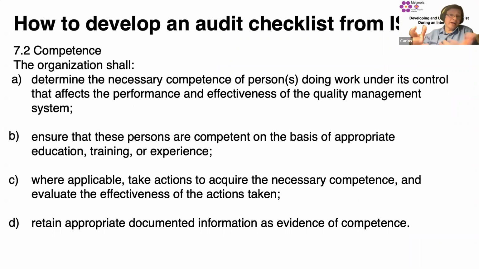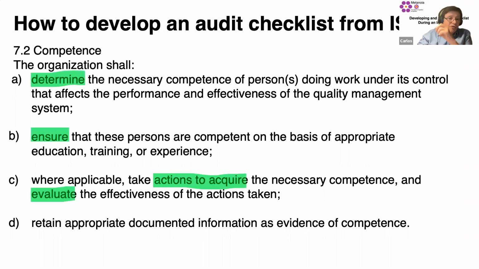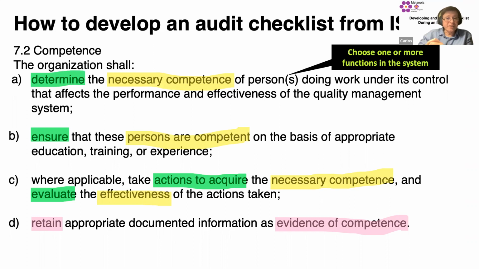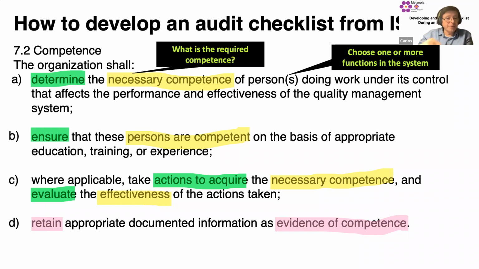ISO 9001 directly. In my approach, I read the clause and I highlight the relevant verbs, because verbs are action. I also highlight what is changed or acted upon by those verbs, and I highlight any mandatory documents or records. Now I can start listing the questions that I want to ask and the evidence that I want to see. For example, choose one or more functions in the system to use as a basis for the audit. And for those functions, what is the required competence?